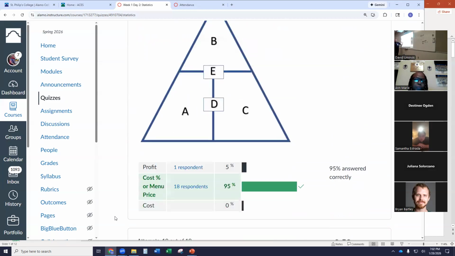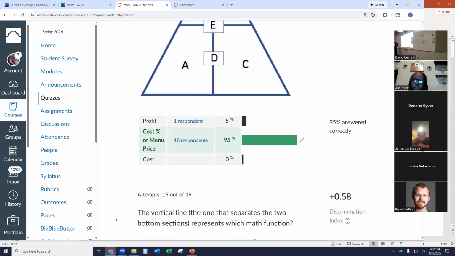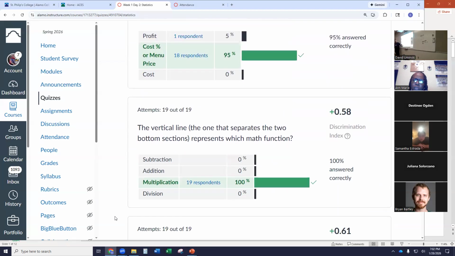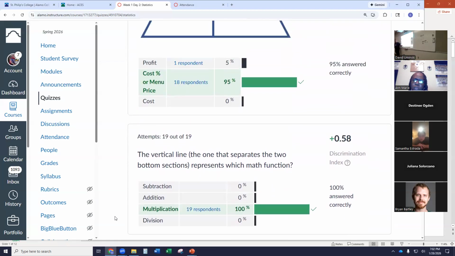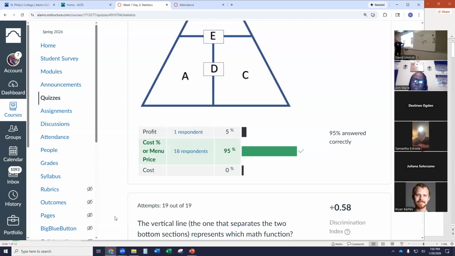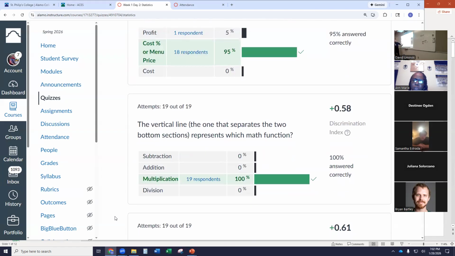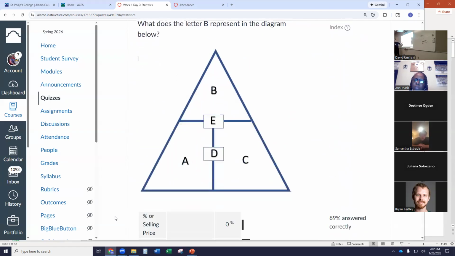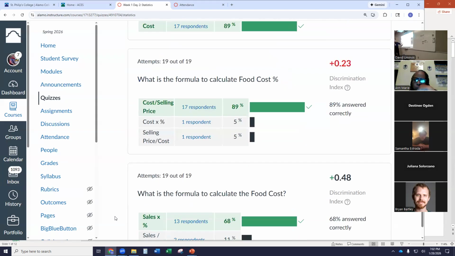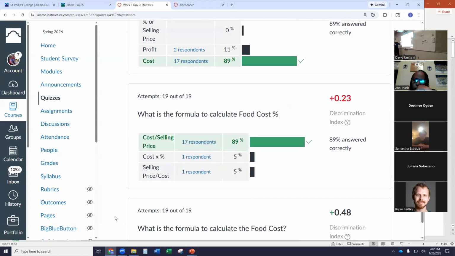Letter A represents cost percent or menu price. Why? Well, it could be either one of those, because the bottom is multiplication. It doesn't matter which one goes where because it's the same thing. It's multiplication, it could be any order. Okay. Letter B represents the cost. And now we'll manipulate this triangle again in class today, so we'll go over this.